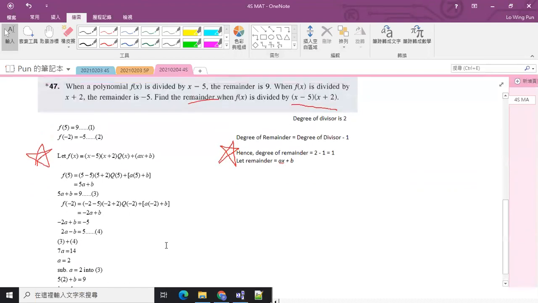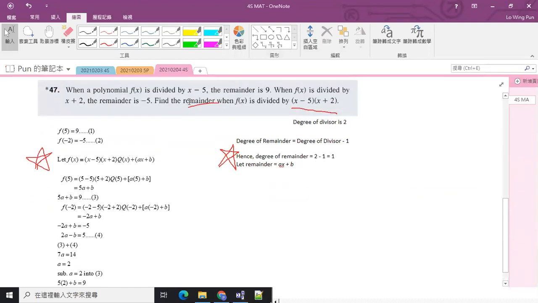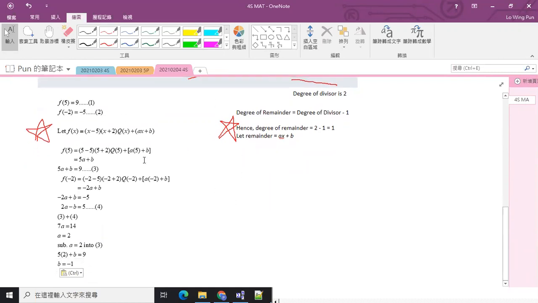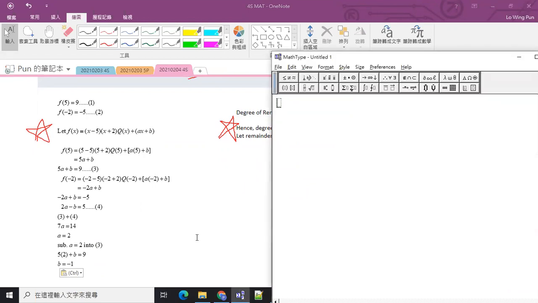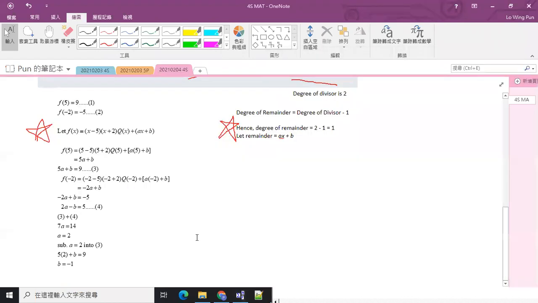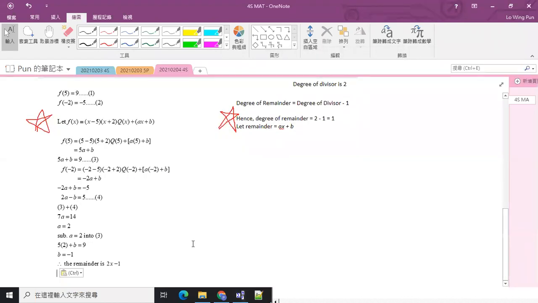And that is how we can find the value of a and b. But the question did not ask you to find the value of a and b. The question asked you to find the remainder. But our remainder is ax plus b. So we can answer the question like this. Therefore, the remainder is ax plus b. That is 2x minus 1. That is how we can get the remainder like this.